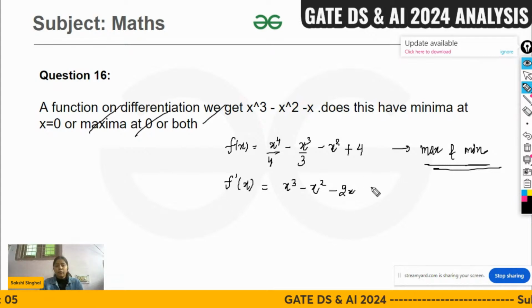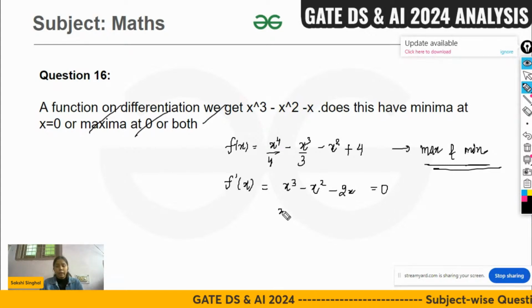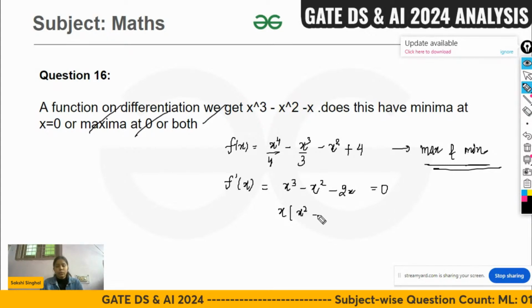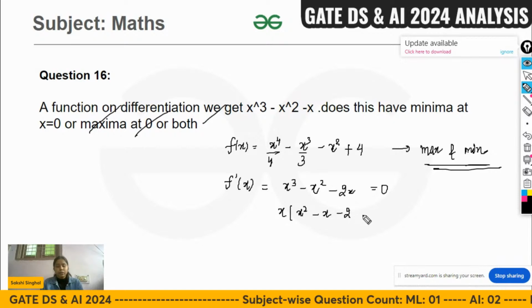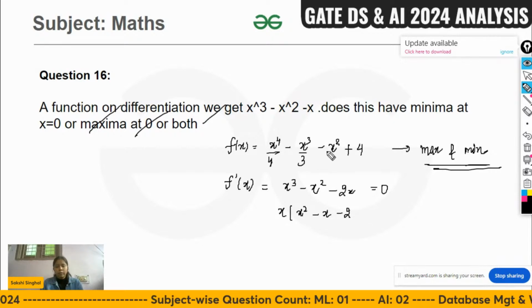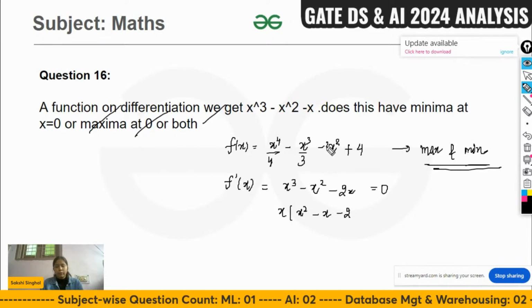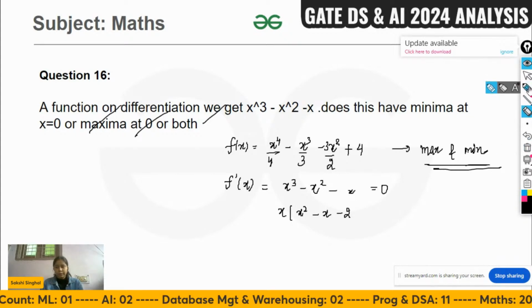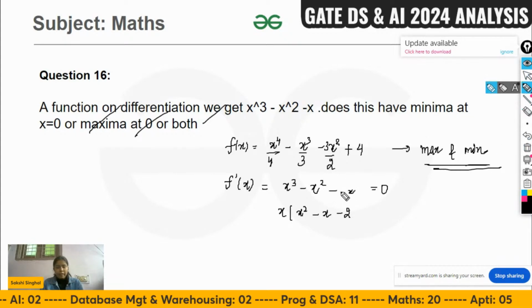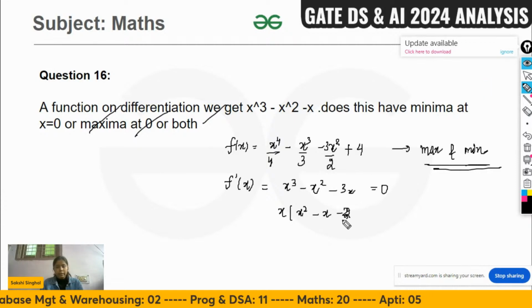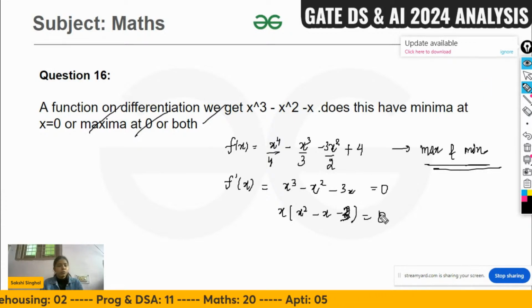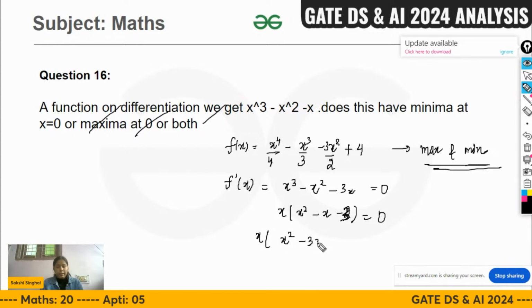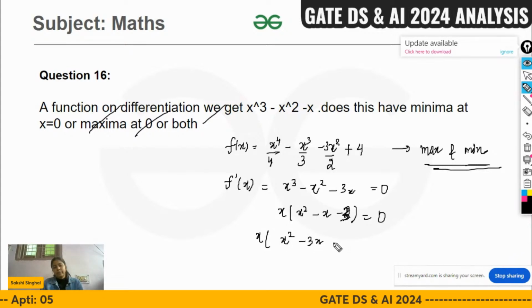So now I have to find out the critical points. So what would I do? I'll take x common. I'll be left with x square minus x minus 2. Or would it be 3x square by 2? I think something like that. Because, just tell me, guys, so it would become minus 3 equals to 0. So I'll find out a root. So x square minus 3x. Okay, and this would be minus 2.